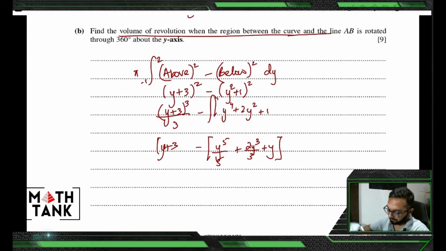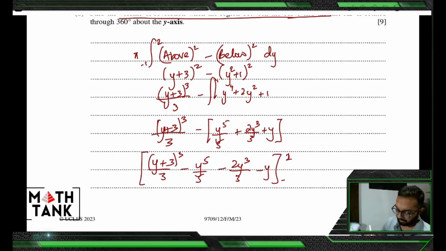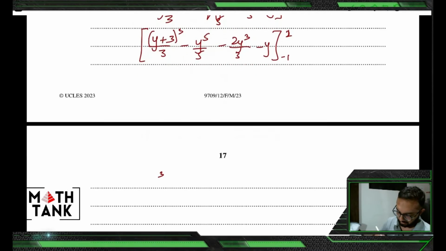So I have, okay, I'm going to write this as y plus 3 power 3 over 3 minus y power 5 over 5 minus 2y cube over 3 minus y, and then I'm going to use the limits minus 1 to 2. Let's see what I get.